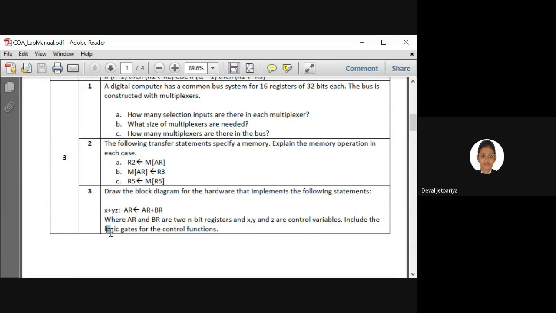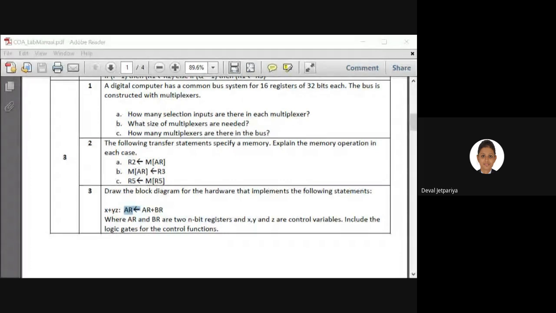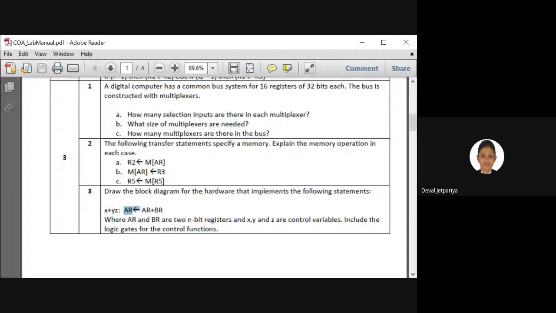Include the logic gates for the control function. As I had already said, to represent X, Y, and Z, you need to include some control logic, and that is very clear. For Y and Z, we can use an AND gate, and the output of this AND gate we can give here in terms of an OR-ing condition. Okay, and that we are passing as a load to this AR, that is one address register.